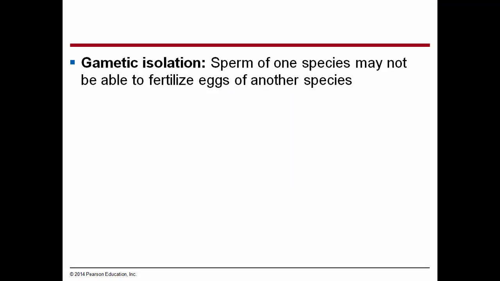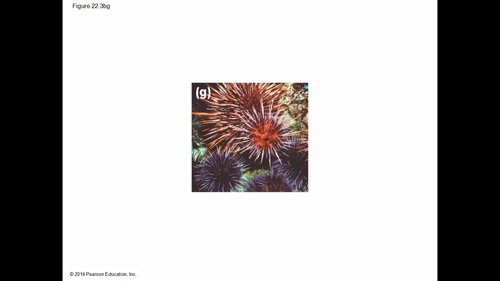Gametic isolation: the sperm of one species may not be able to fertilize the eggs of another species. Here are the two different species of sea urchins. Even though they reproduce at the same time, so they overcome temporal isolation, and they have the same mechanical adaptations for fertilization, they cannot actually fertilize one another's eggs, because of biological differences between the two.